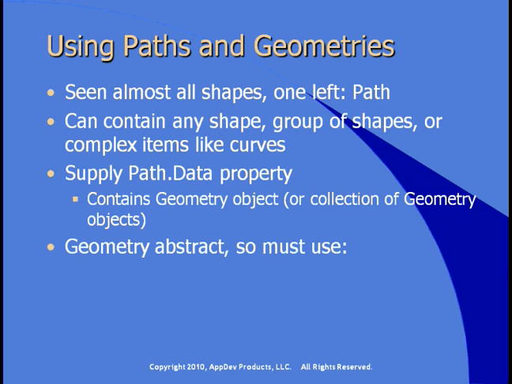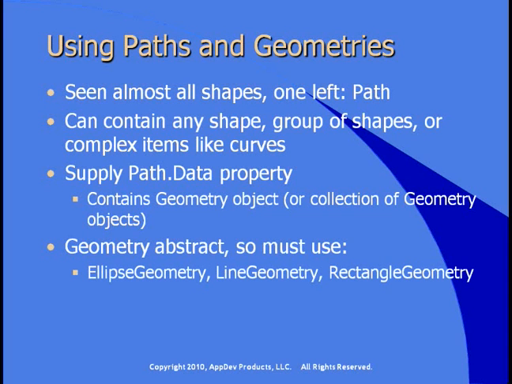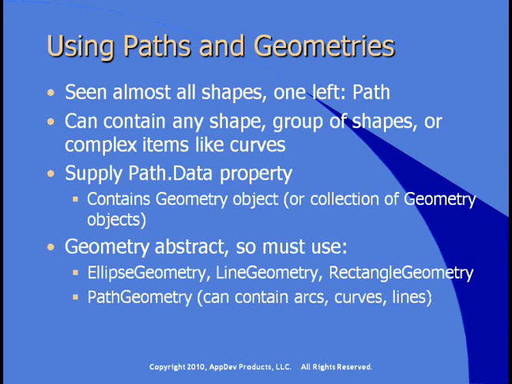Now the geometry class is abstract, so you have to use either ellipse geometry, line geometry, rectangle geometry, or a path geometry which can contain arcs, curves, and lines. You can also place a geometry group inside the path.data property and group a bunch of geometries together. Geometry group acts as a container for other geometry classes.